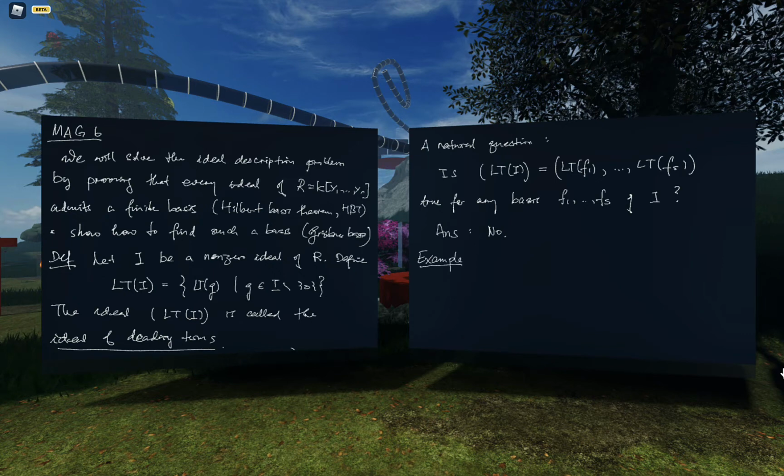So this is not always equal, but this is always true. And that's by the definition of LT(I). All the f1 through fs are elements of I, so LT(f1), ..., LT(fs) are in LT(I). So of course the ideal generated by the elements on the right-hand side belongs to the left, but the reverse containment is not always true.